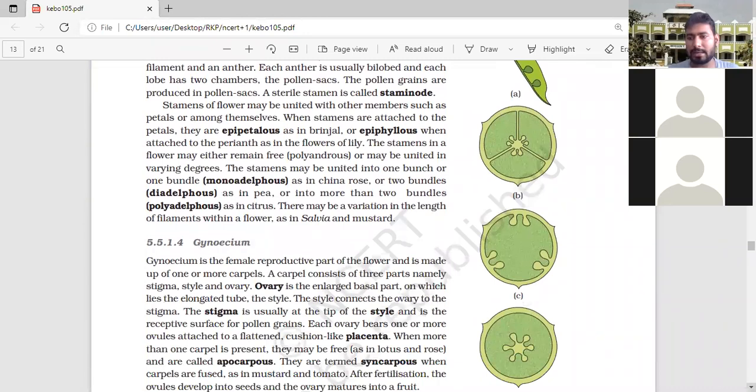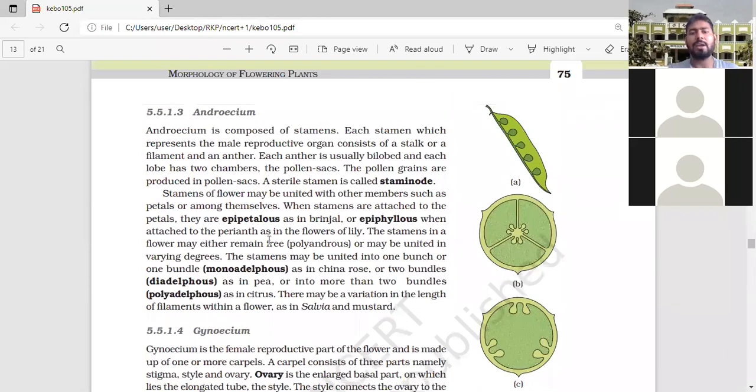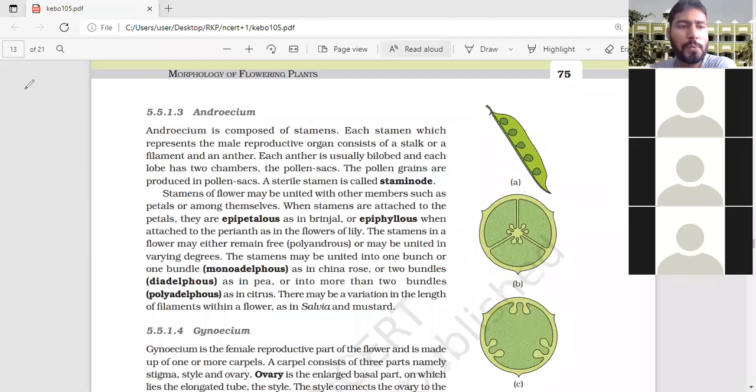Another is adhesion, the attachment. Androecium, we are going to talk about the androecium. I told you there are two phenomena: one is adhesion, another is cohesion. Now look at the attachment of stamens.